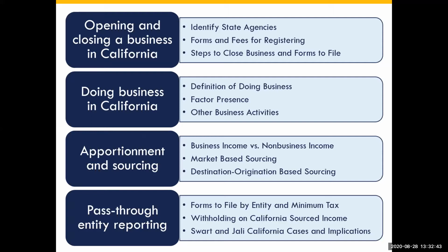Then Jennifer is going to take it over and talk through apportionment and sourcing. She'll walk through business income versus non-business income, talk through market-based sourcing, as well as destination and origination-based sourcing, which is both income and sales tax related. And then she'll talk through pass-through entity reporting, so forms to file by entity type, withholding on California source income, and she'll speak to the Swart and Jolly California cases and tax implications.